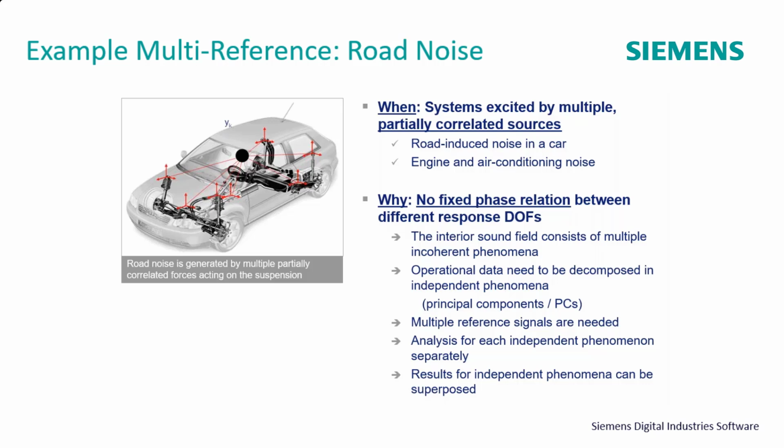So basically, we're going to calculate transfer path analysis results for every individual principal component acting on the system. And then since there's not a phase relationship between those independent phenomena, we're going to sum them together in an RMS manner to get the total contribution along each of your paths. And hopefully that's made clear as I go through the slides and as I go through the examples.